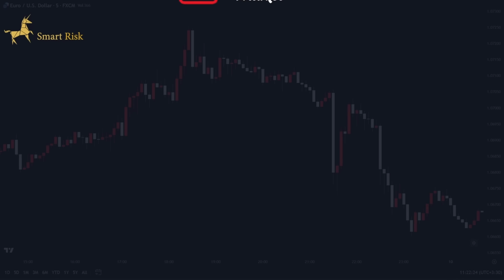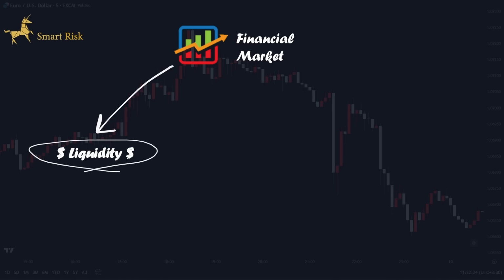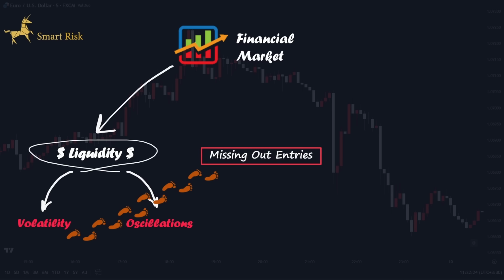As you are likely aware, the market is drawn to a lot of liquidity, which results in constant volatility and continuous oscillations. It's a common scenario where traders miss out on excellent trading opportunities solely due to market behavior. For example, the market can become highly volatile when the price approaches their desired entry point, often failing to provide a suitable entry opportunity for them.